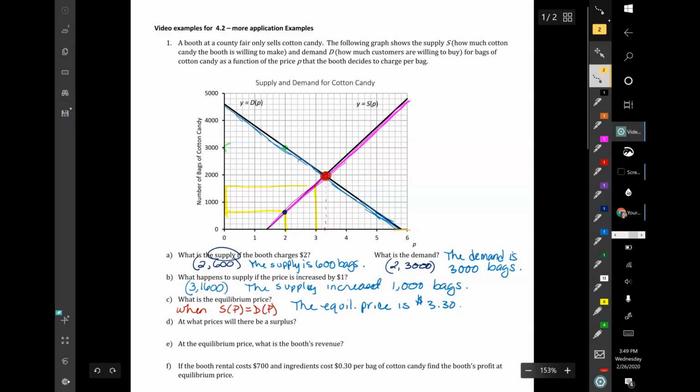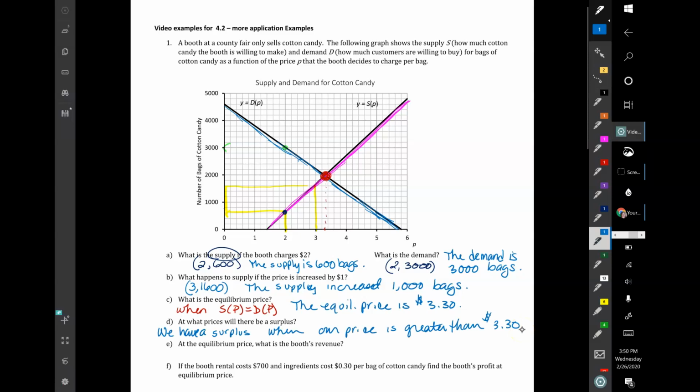Okay, I mean, it does kind of cap out for our domain, but we can just write it, anything over $3.30 will have a surplus. So just so you can put that in a sentence, we have a surplus when our price is greater than $3.30 or something to that effect.